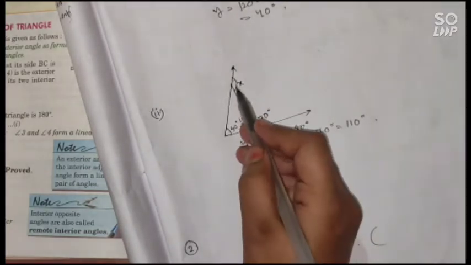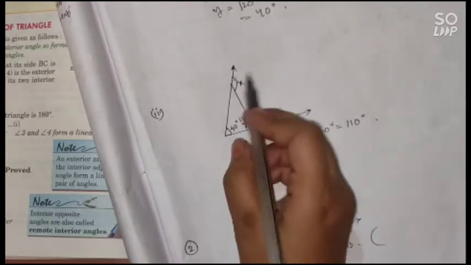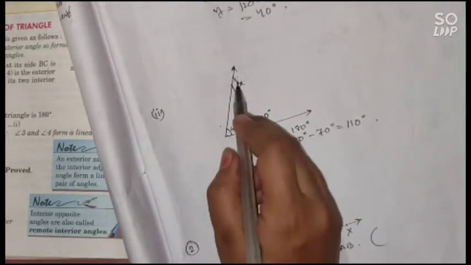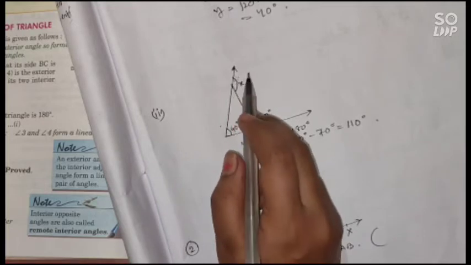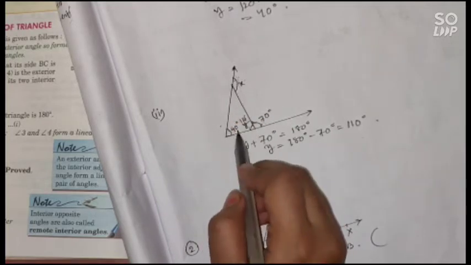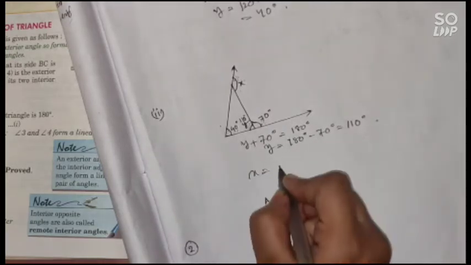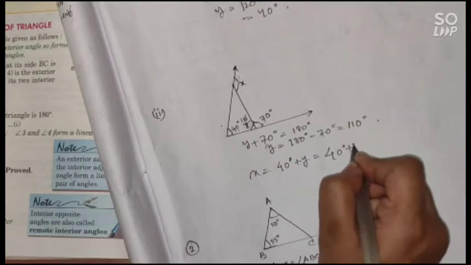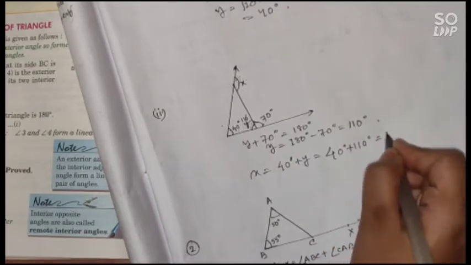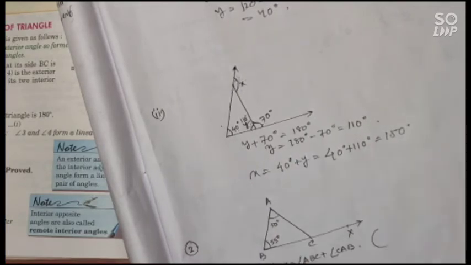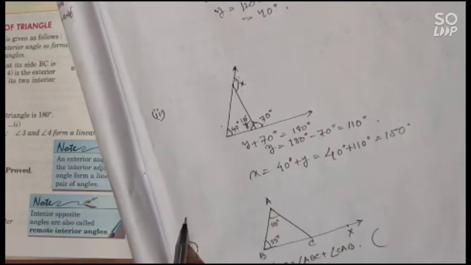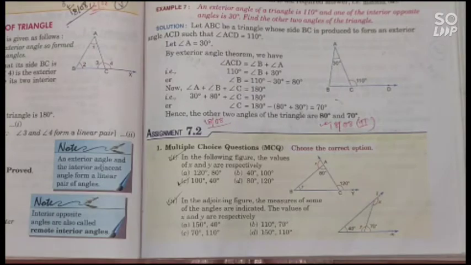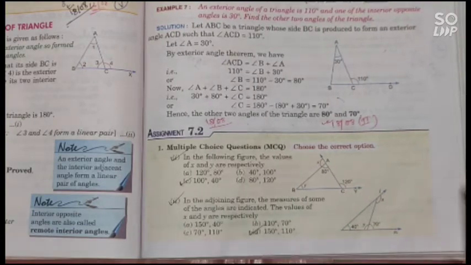And this is also an interior angle, angle x. So x equal to this exterior angle, which is equal to the sum of two opposite interior angles. In this exterior angle, the two opposite interior angles are this and this. So x equal to 40 degree plus y, that is 40 degree plus 110 degree. So this is 150 degree. The value of x is 150, y is 110. 150 and 110, this will be the correct option.